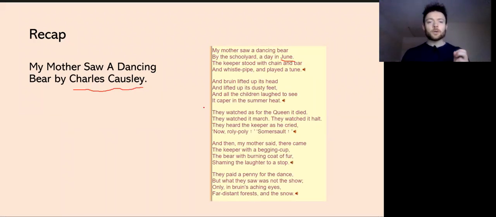Now, question 3, some of us didn't quite get this one correct. It says here, the keeper stood with chain and bar and whistle pipe and played a tune, okay? Now, one of the options was chain and bar, and some of us did select that, but it was whistle pipe, okay? The answer was whistle pipe because just because the keeper has a chain and bar with them doesn't mean they're using that to play the tune. The actual tune is coming from the whistle pipe, okay? So hopefully that makes sense.